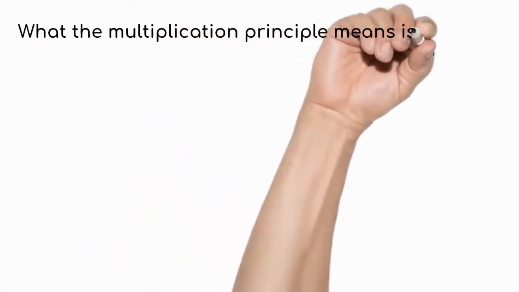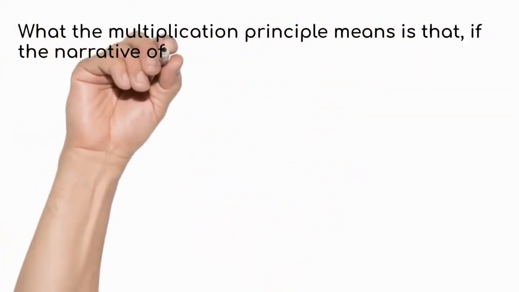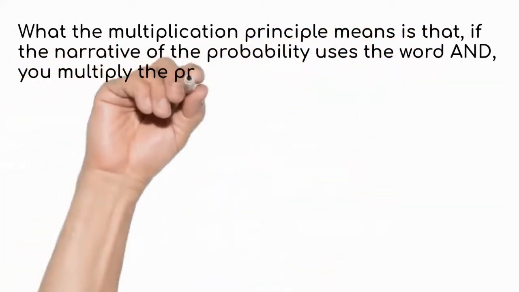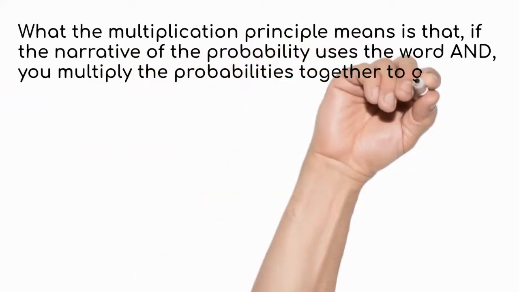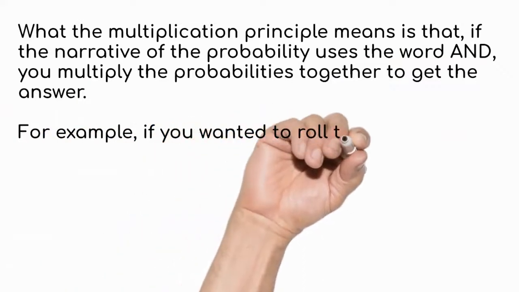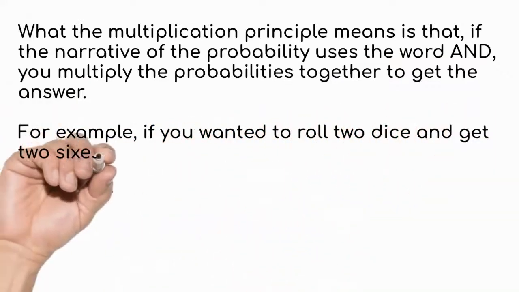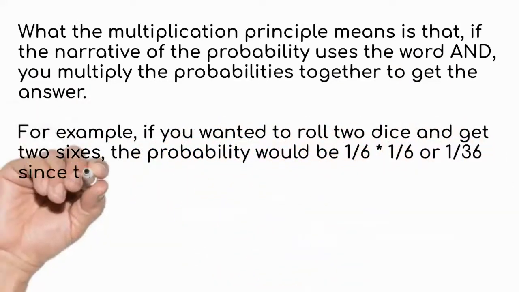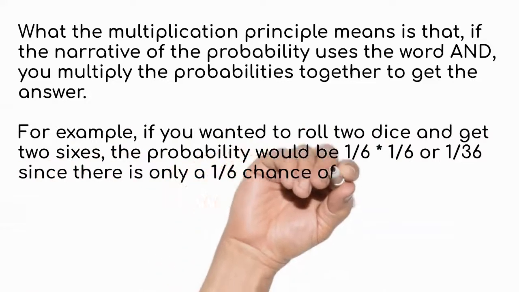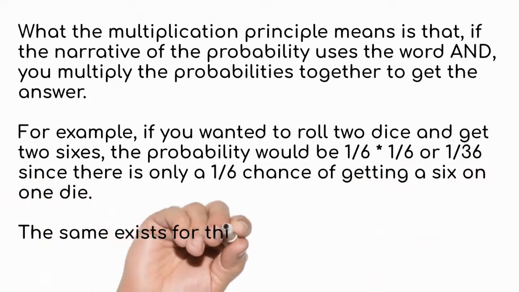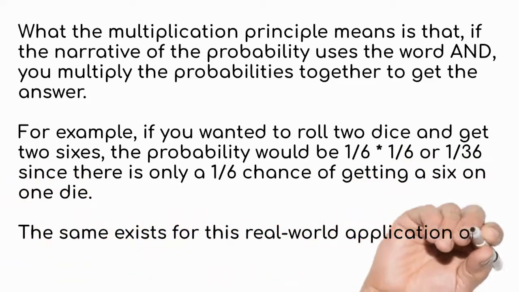So what is the multiplication principle? This is where you take two probabilities, because if the narrative of the probability uses the word and, then you multiply both probabilities together to get your answer, not add them, like we did in the first example. So if you wanted to roll two dice and get two sixes, the probability would be 1 over 6 times 1 over 6, or 1 in 36, since there's only a 1 in 6 chance of getting a 6 on one die. The same exists for this real-world application.